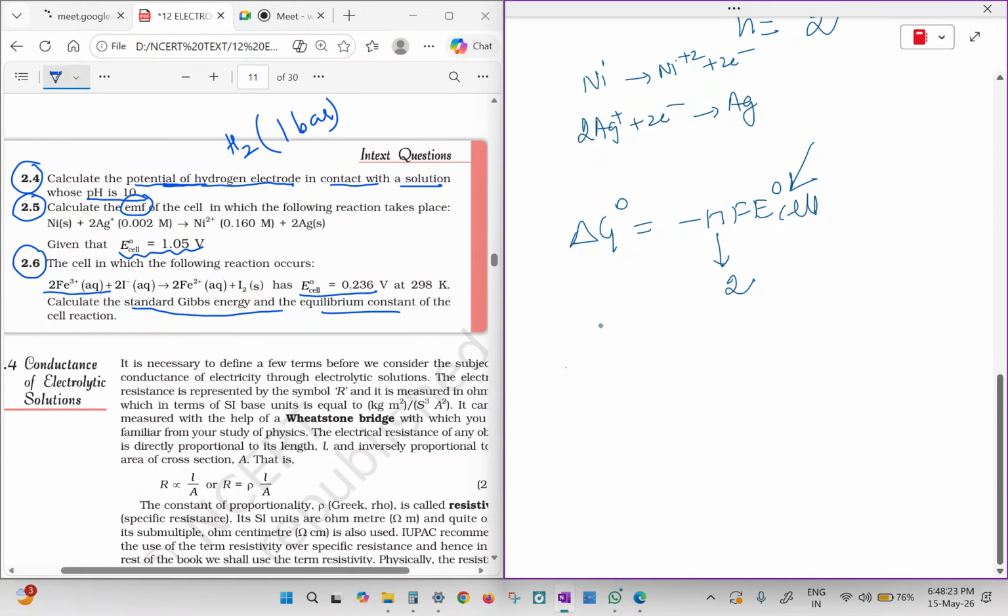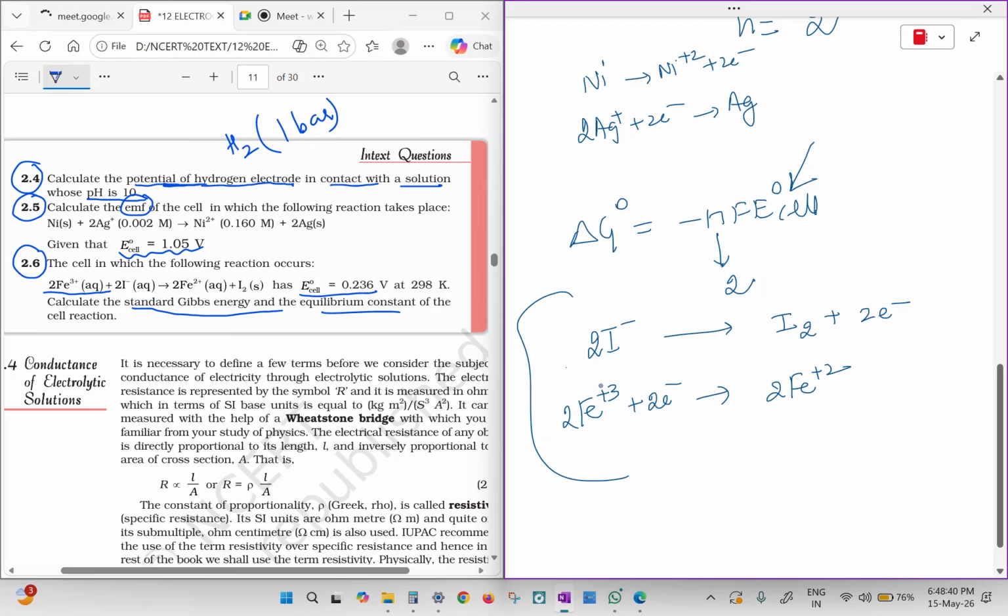The anodic reaction is what? Anodic reaction is 2I minus is oxidized to I2, giving out 2 electrons. Cathodic reaction is Fe3 plus plus 2 electrons becoming 2 ferrous ions. This is always a question. Generally, they will ask you to write the anodic reaction and cathodic reaction. This is anodic and this is cathodic. Any problem, children?